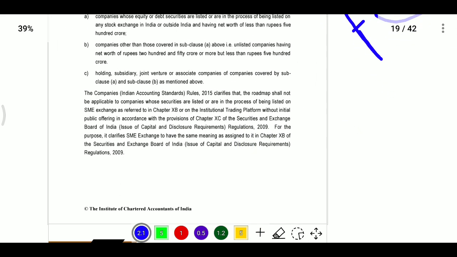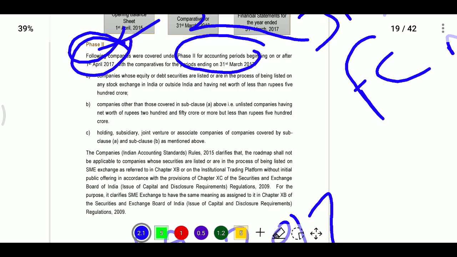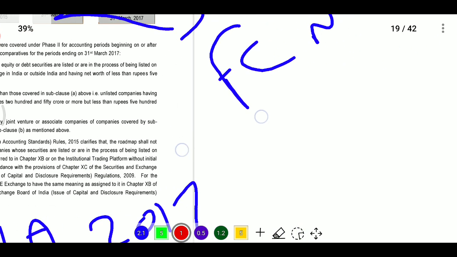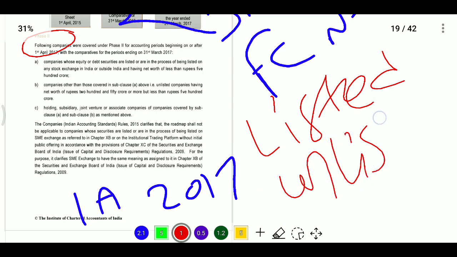Phase 2 comes into picture from 1st April 2017. Here it says that all listed entities need to follow, and whichever unlisted companies have greater than or equal to 250 crores of net worth, they need to follow Ind AS for the financial statements. For this 250 crores, we can see the dates: 31st March 2014, 31st March 2015, 31st March 2016, 31st March 2017, whichever it may be.